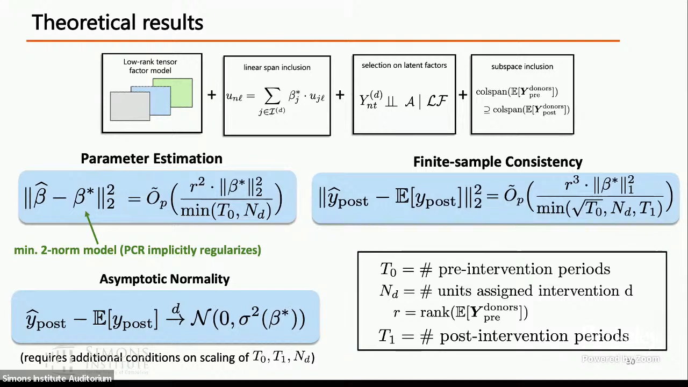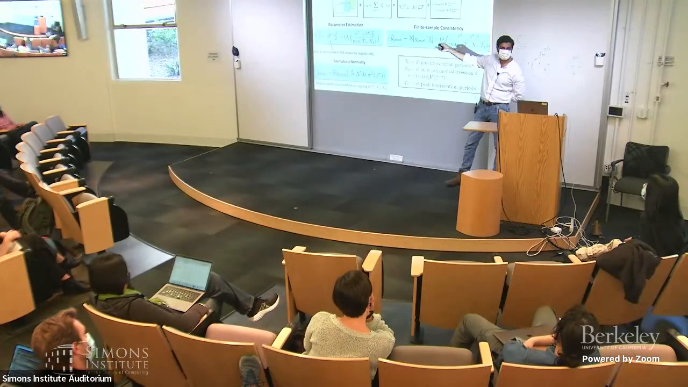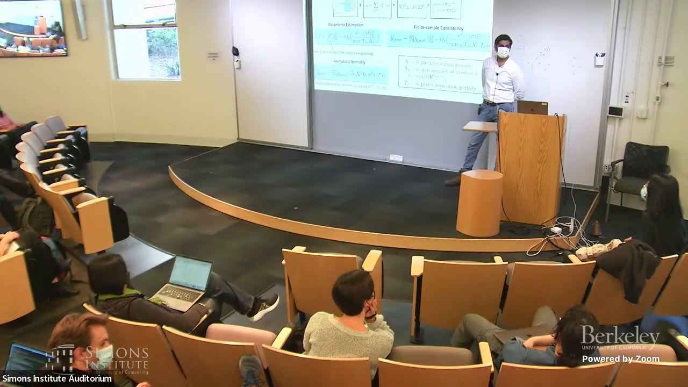Estimation procedure, do you assume anything about the tensor rank? The tensor rank of the factor model really shows up in terms of making the linear span inclusion and the selection of latent factors more believable. If that's low rank, then these two assumptions are more likely to hold. But the rank of the tensor doesn't directly show up in the bounds. It only shows up in terms of the rank of the pre-intervention donor matrix, which is bounded by the tensor rank, obviously. But the rank is fixed.